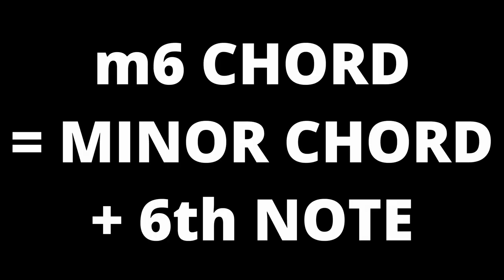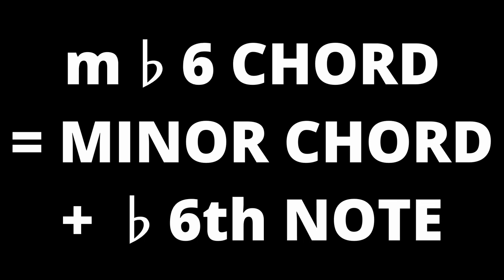To create a minor 6th chord, we take these 3 minor chord notes and add the 6th note from the major scale. The minor flat 6th chord takes the minor chord notes again, but it adds the flat or minor 6th note to the chord. This note is half a step or a semitone below the 6th note. Let's clarify this with some examples.